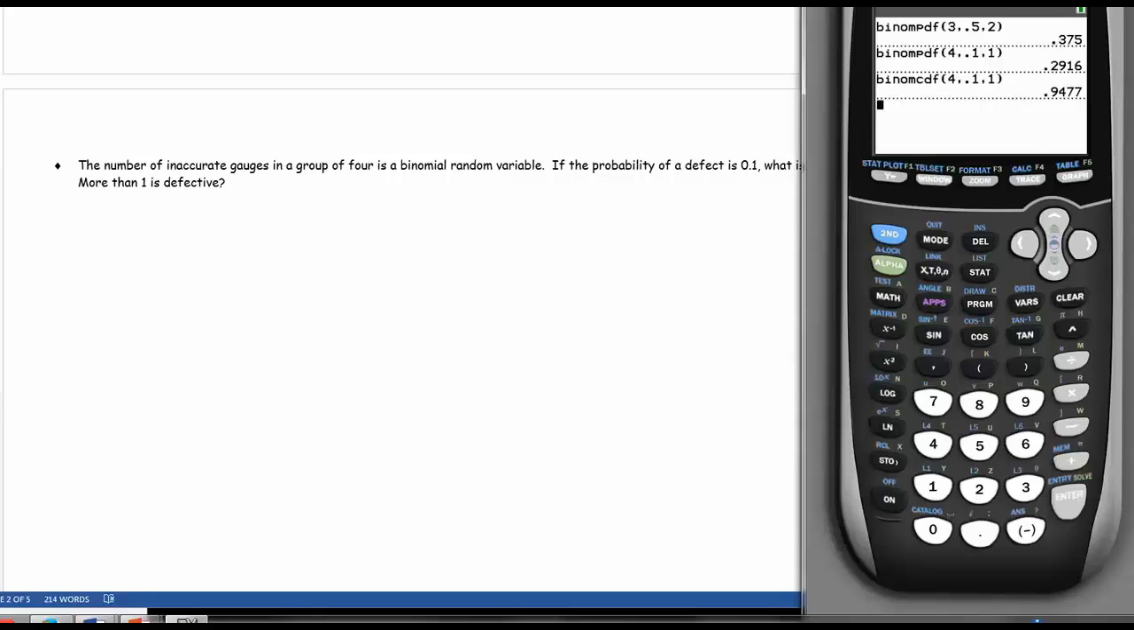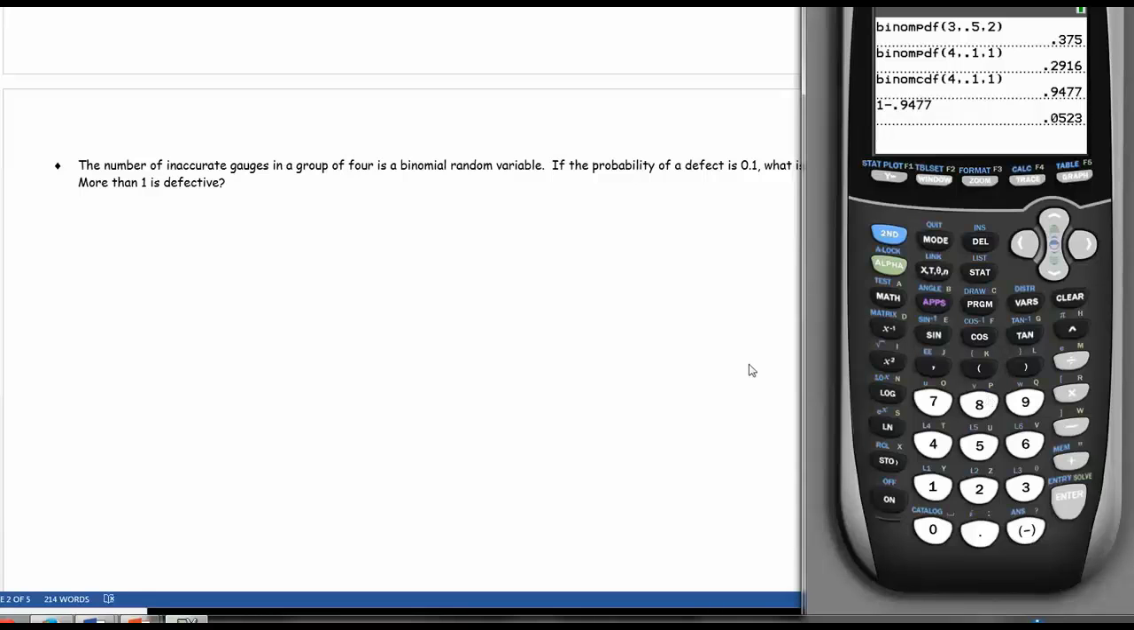And we get 0.9477. Okay, so what the 0.9477 is, that's when we figured out whether it was 0 or 1. The probability of it being 0 or 1. We want more than that, so we want to do 1 minus this. And that'll give us the probability of it being just more than 1. Okay, so we have to stop and think about it. I did a CDF up to 1, and what did the calculator do? It calculated up to 0 and 1.